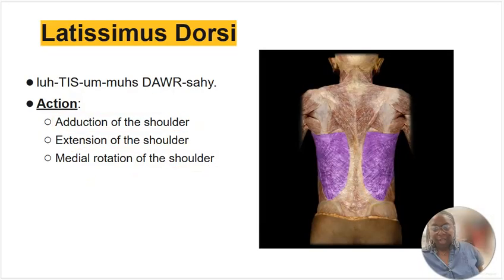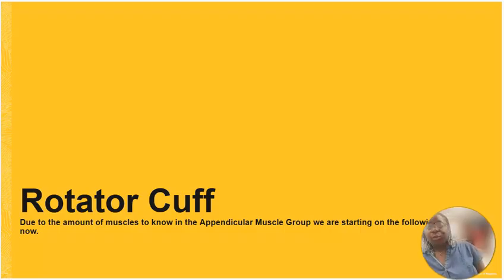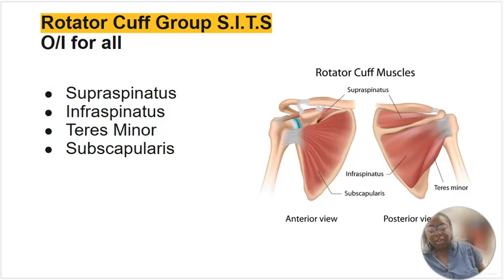Very, very cool stuff. And so now we're going to move on to the rotator cuff group. Just note that this is a part of appendicular muscles, but what I really want you guys to take out of this set is that all of these muscles in the rotator cuff group are going to produce circumduction of the shoulder. So keep that in mind as we continue.